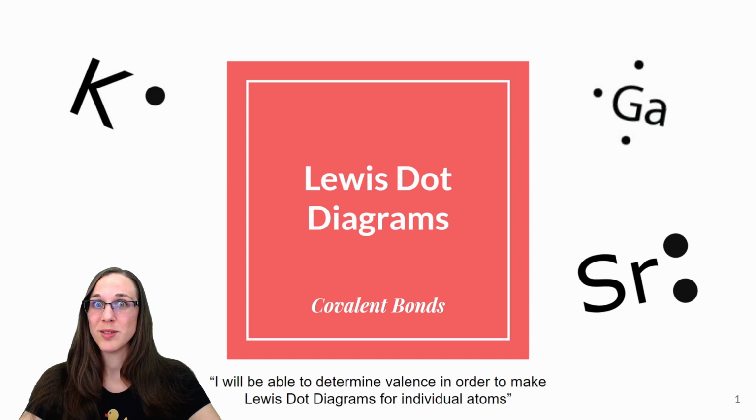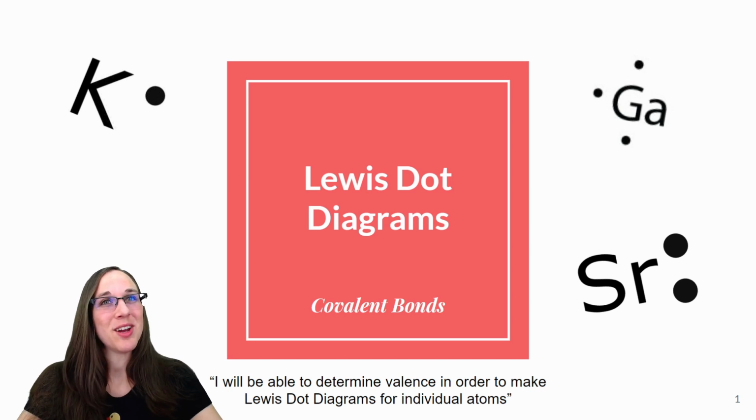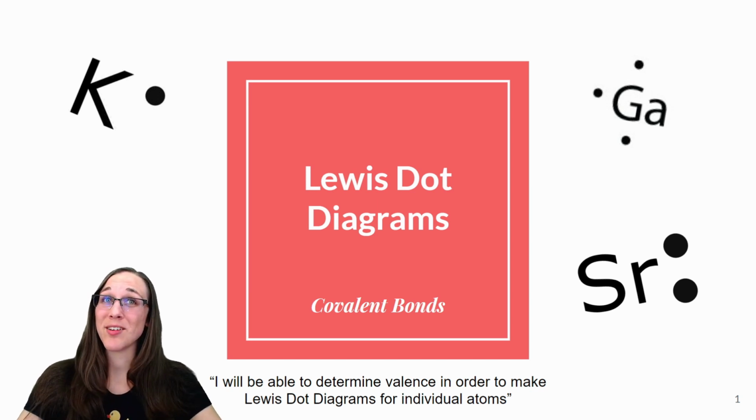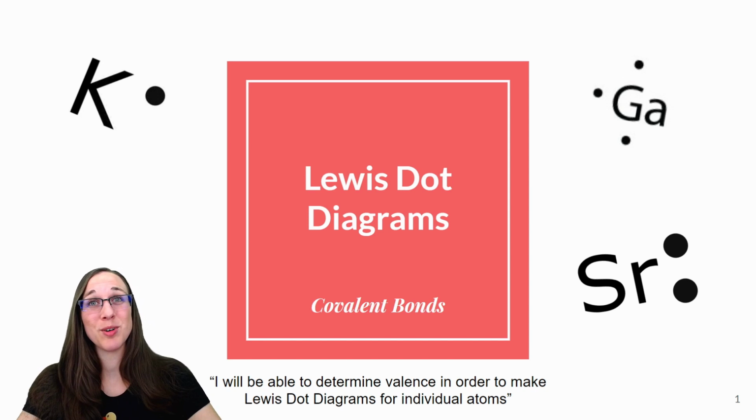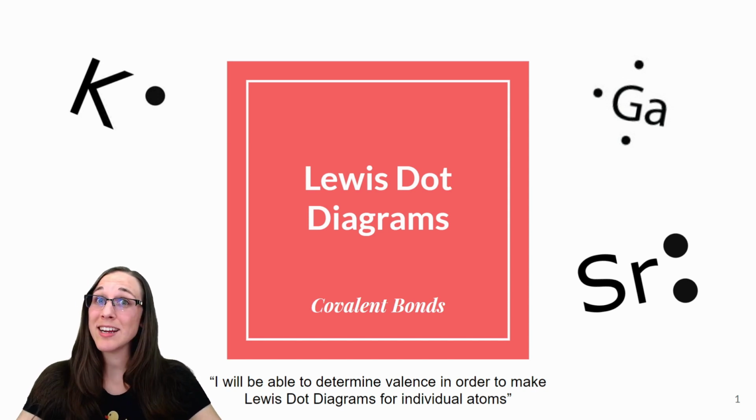Lewis dot diagrams, and how do we make them? That's what you're going to find out today. By the end of this video, you should be able to make a Lewis dot diagram for any atom on the periodic table. After this lesson, you'll learn how to connect those atoms to make bonds.